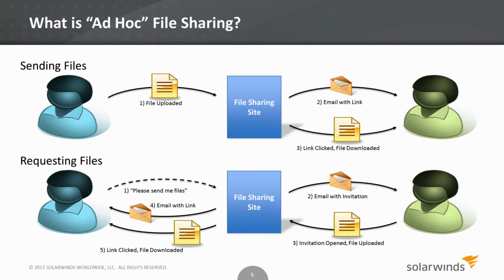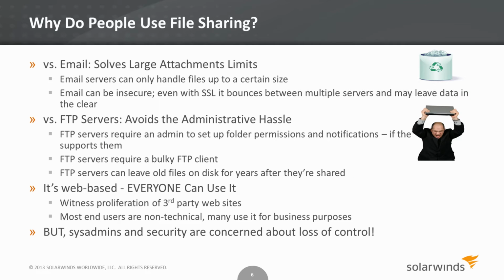Requesting files is a similar operation. The requester goes to the site and requests from a recipient, please send me some files. The site will generate an email. The person at the other end will open up their invitation and upload files to the file sharing site, and that, of course, just like the first operation, sends the original requester an email with the link. They click the link and download the file. This type of process is used across the industry. It's not specific to SolarWinds, but what we did in Serv-U file sharing is bring it into the product, and we'll see that in just a second.